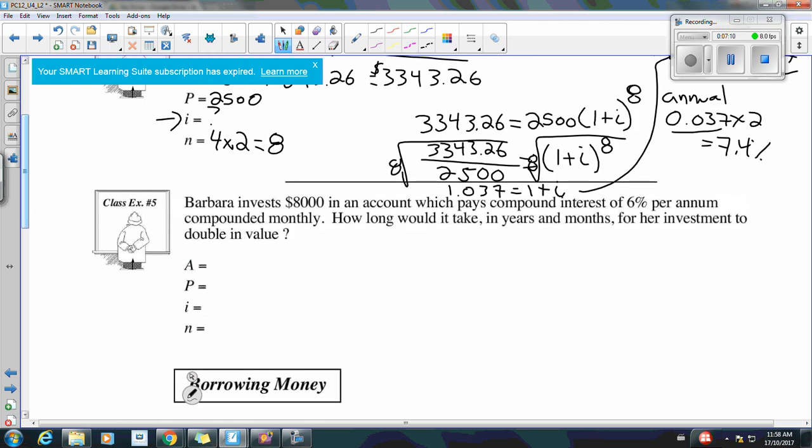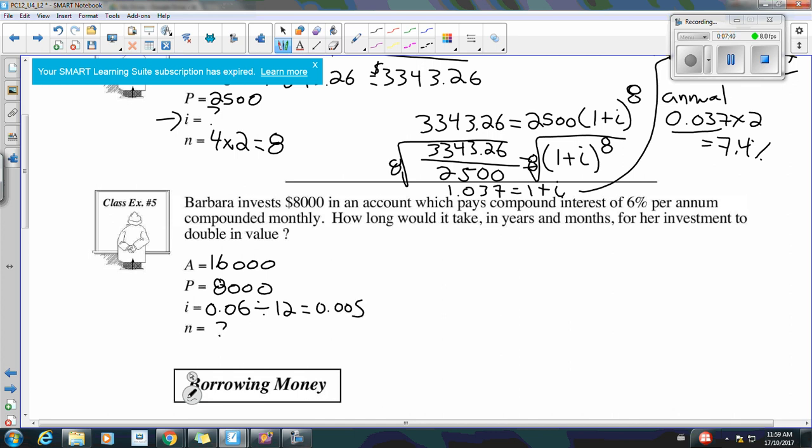Example 5. Barbara invests $8,000 in an account which pays compound interest of 6% per annum compounded monthly. How long would it take, in years and months, for her investment to double in value? So if she invests $8,000, we want the final amount to be $16,000. The interest rate is 6%, but it's compounded monthly, so we divide that by 12, which is 0.005.